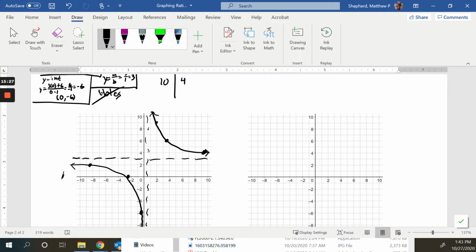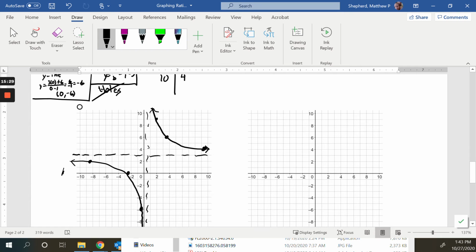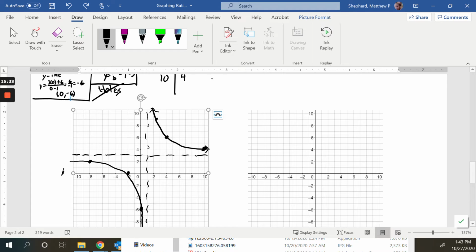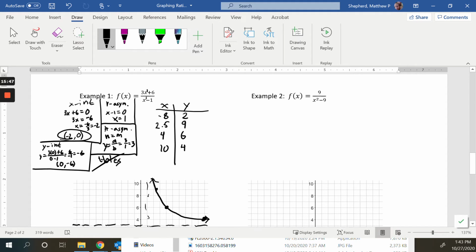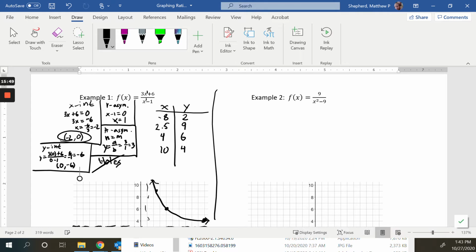And hopefully not move graphs. Okay, and there it is, a perfectly drawn graph. Sure, it looks ugly, but it's accurate. Okay, so let's move on to example 2.